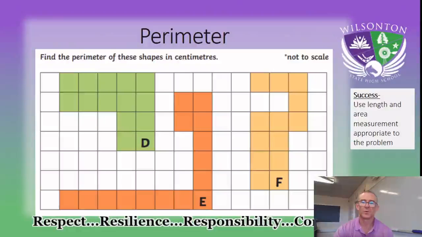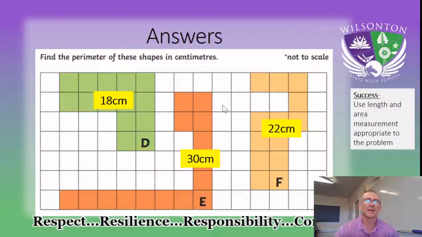Okay, make sure you've paused the video before you start these. I'm just about to bring up the answers now, so hopefully you've completed them. So they're the answers: 18 centimetres for D, 30 centimetres for E, and 22 centimetres for F. Like I said before, if you got them wrong, just make sure you've counted up the outside area properly, which is the distance around the outside.